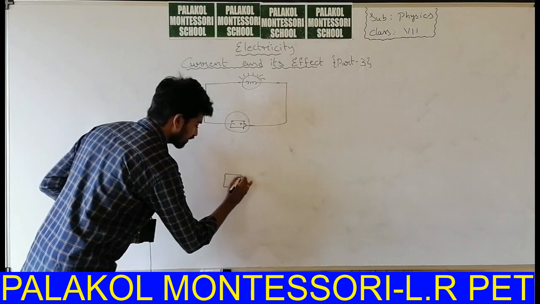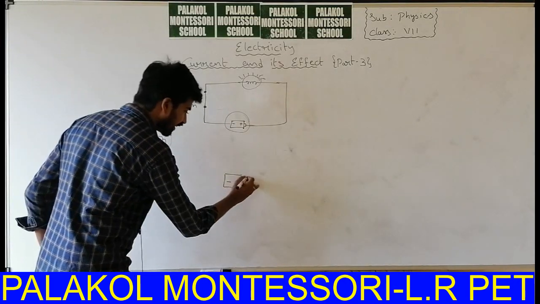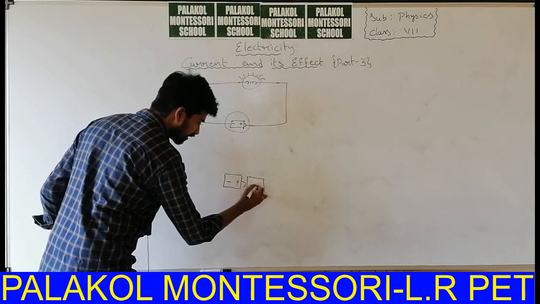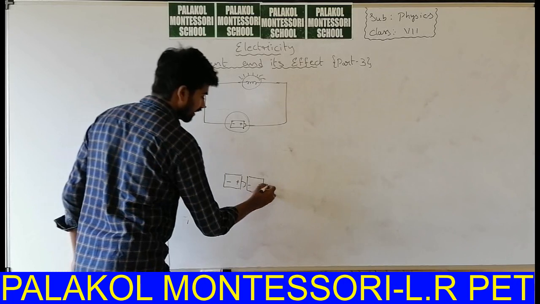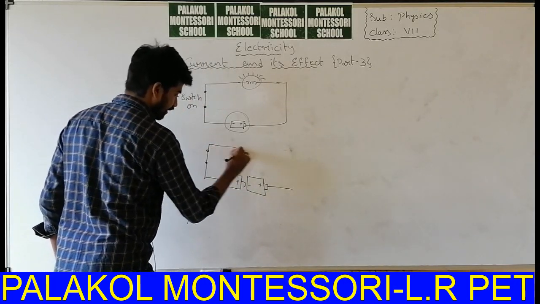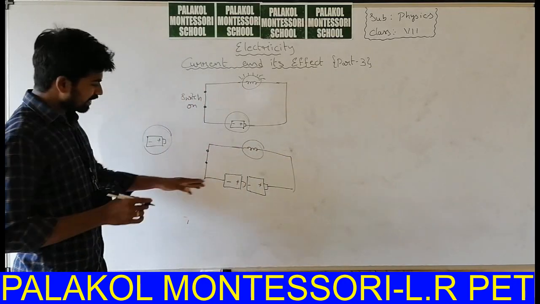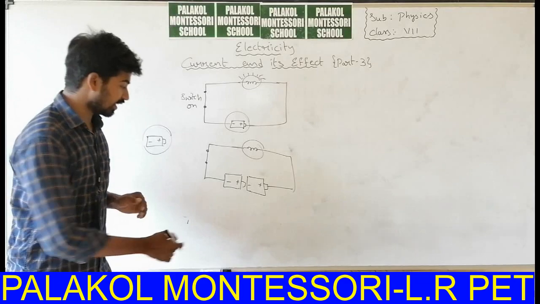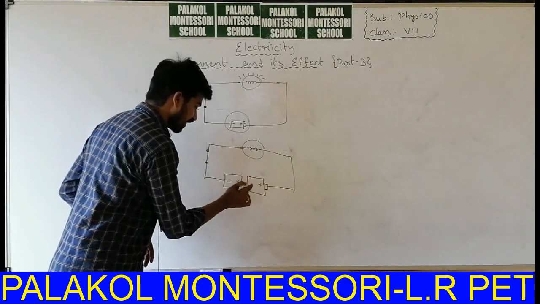So let us connect like this. The first battery is there, and I place this battery beside it and connect this connection to the bulb. So this is one type of connection you can make.